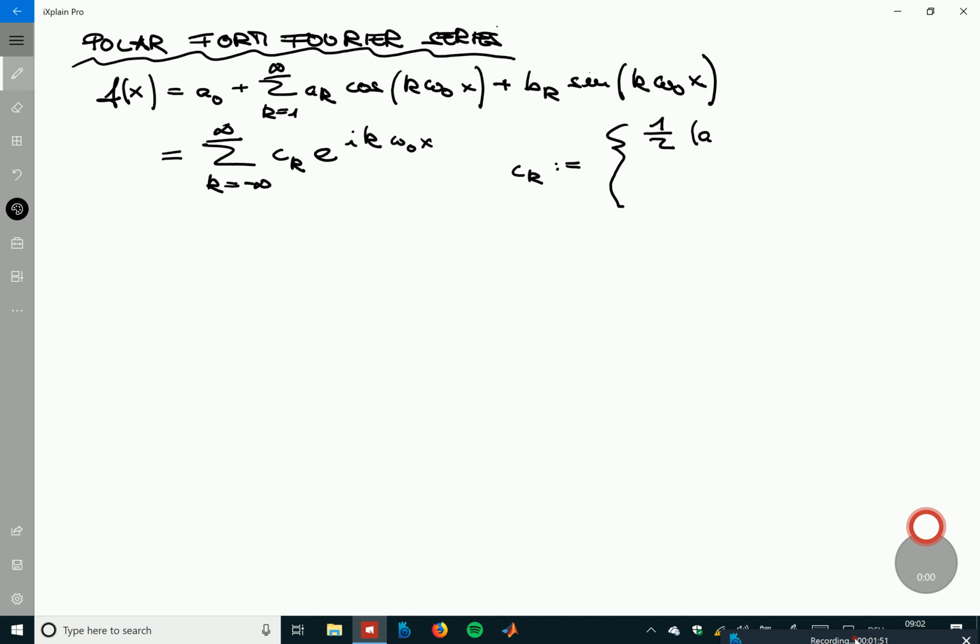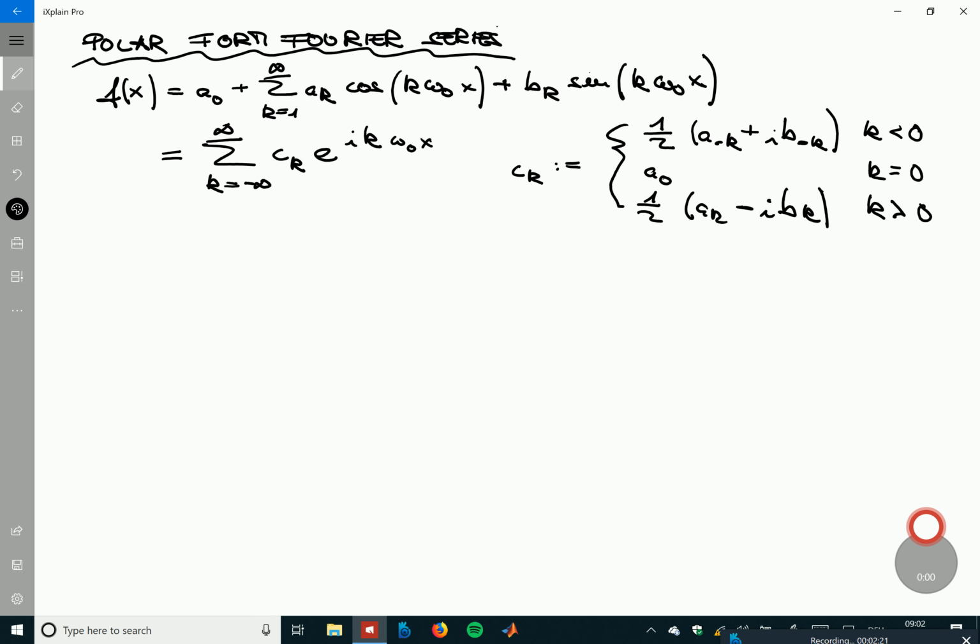And remember, although I don't write them up right now, we have formulas for AK and BK in terms of the function f, right? So don't get confused there. So we know what these AK and BK are in numbers. For k equals 0 and 1/2 AK minus I BK for k larger than 0.